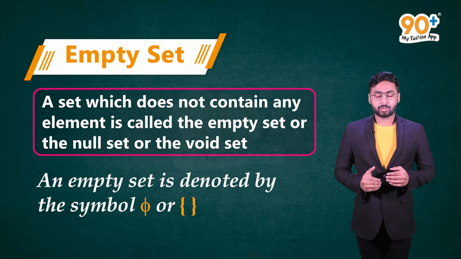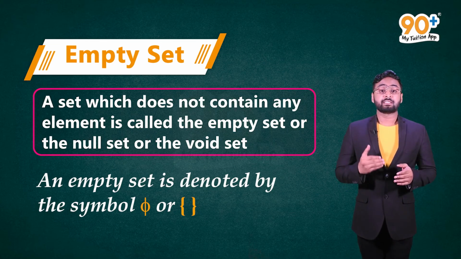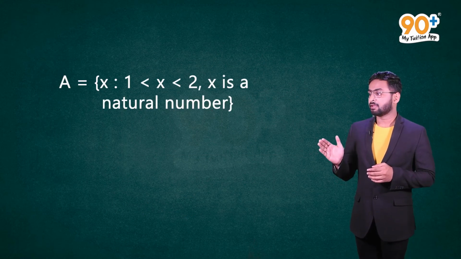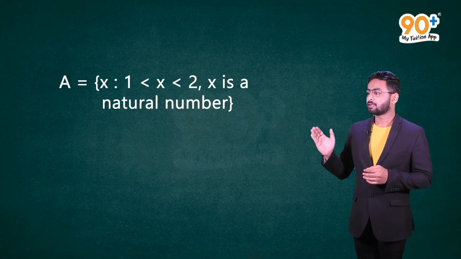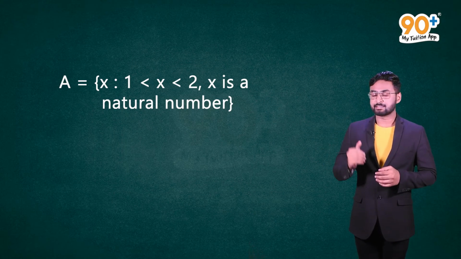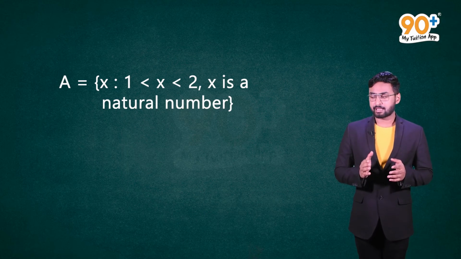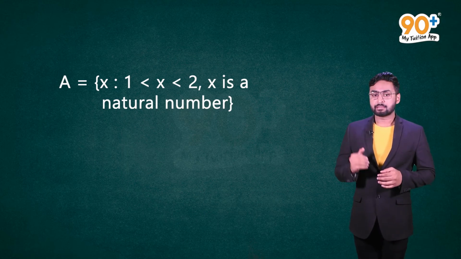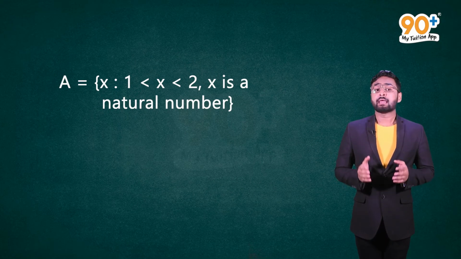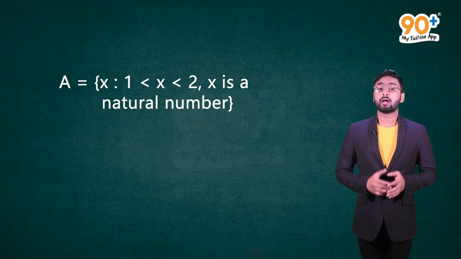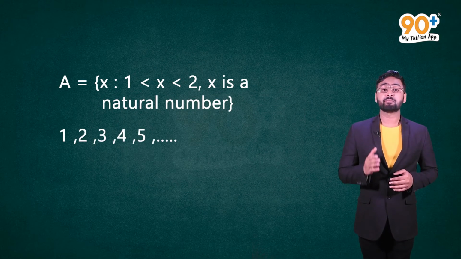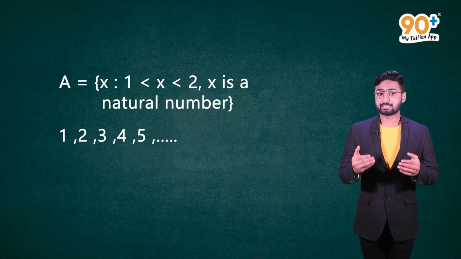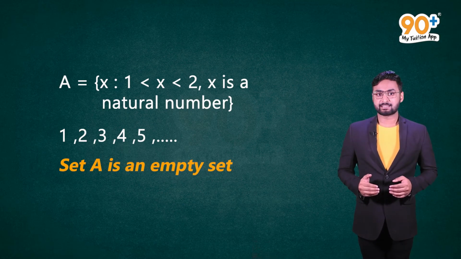Now let's take a look at some sets and determine whether they are empty or non-empty sets. First set, A equal to the set of all x such that 1 less than x less than 2 and x is a natural number. It's given that x lies between 1 and 2 and also x is a natural number. How is that possible? We know that there lies no natural number between 1 and 2. So we can say that set A is an empty set.